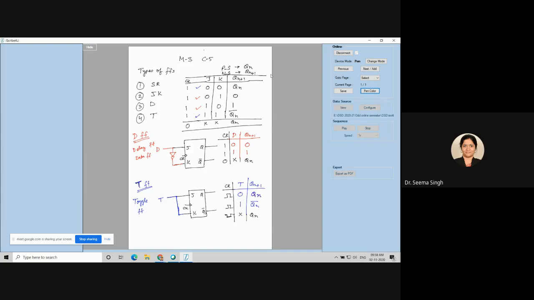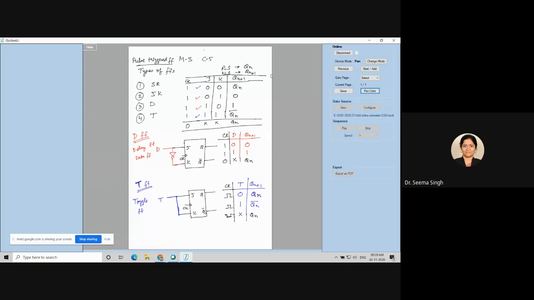So all this is the case of a pulse triggered flip flop. Everything I am talking about is a pulse triggered flip flop. Please remember this. These are all pulse triggered flip flops, and we saw SR, JK, D and T.